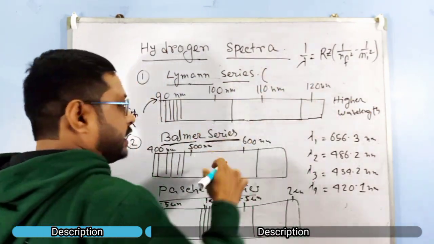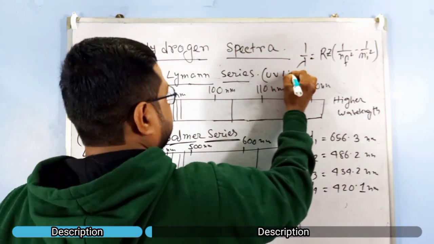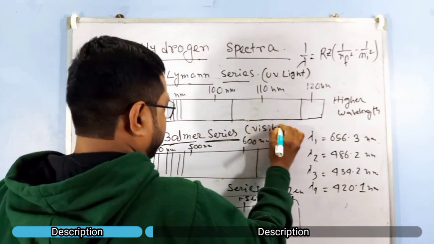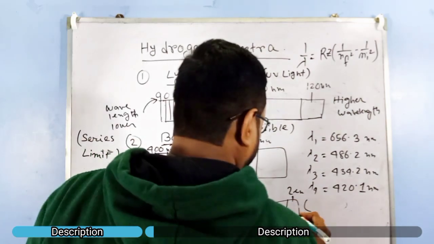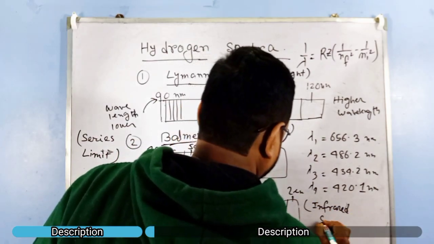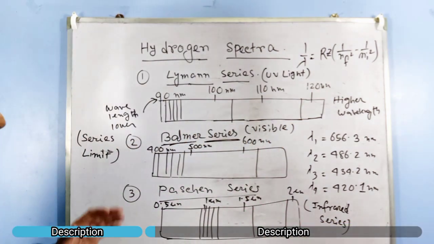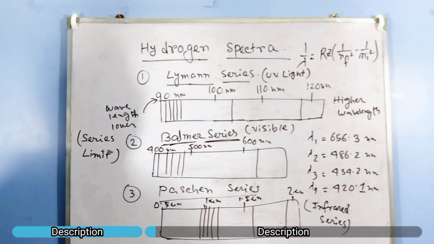For the Lyman series we get light of ultraviolet wavelength, UV light. Balmer is in the visible range, and all three from Paschen to Pfund lie in the infrared region, the infrared series. Every spectral series has a certain wavelength limit, and this limit is called the series limit.